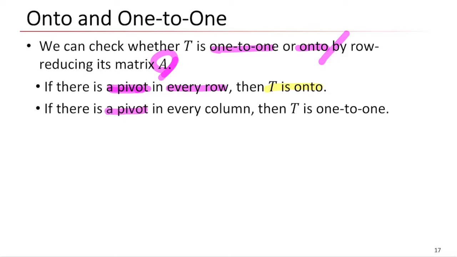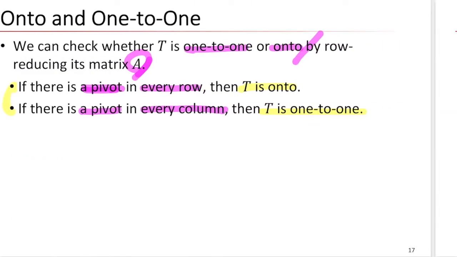Another one is if there is a pivot in every column, the transformation T is one-to-one. So this is the definition of the onto and one-to-one cases.